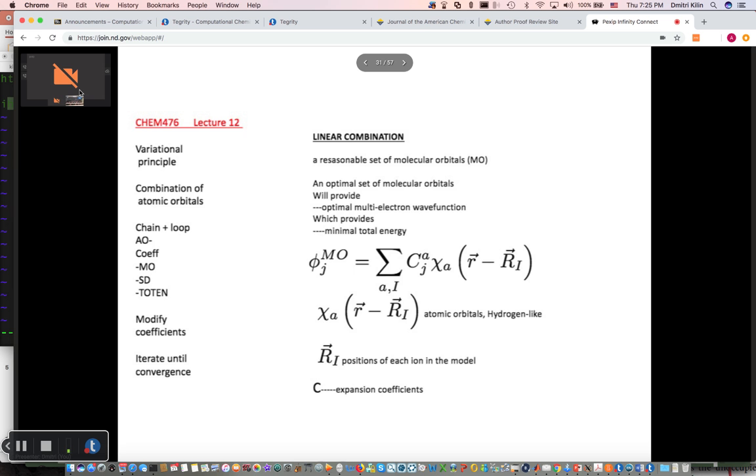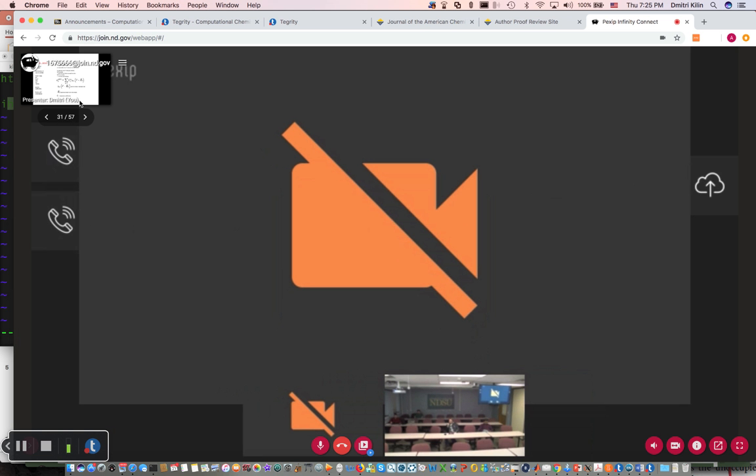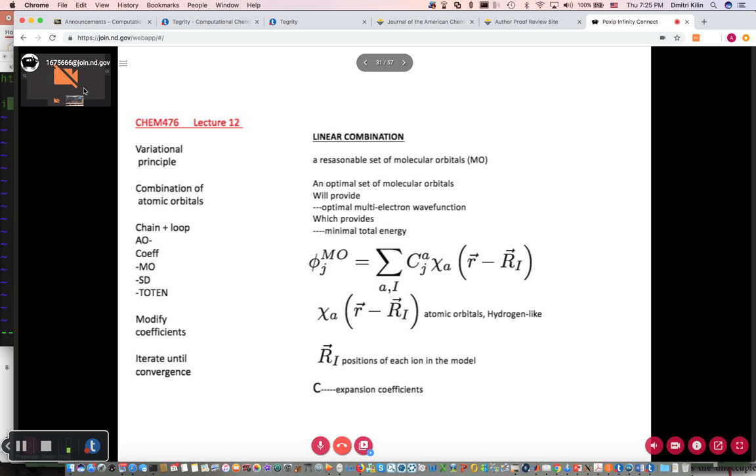And since different molecular orbitals look different, for each specific molecular orbital one needs to contribute atomic orbitals with different weight coefficients, expansion coefficients. By the way, I have forgotten the index I capital in front for the C coefficient. So molecular orbitals are labeled by index J, and there should be all three indices for this object C. There should be J for that molecular orbital, A that runs over quantum numbers, and I capital that runs over different ions.